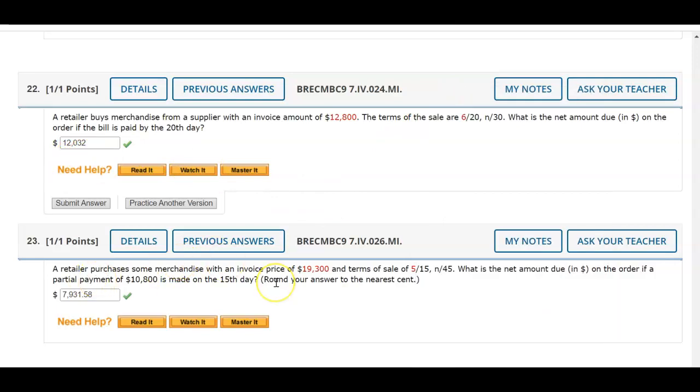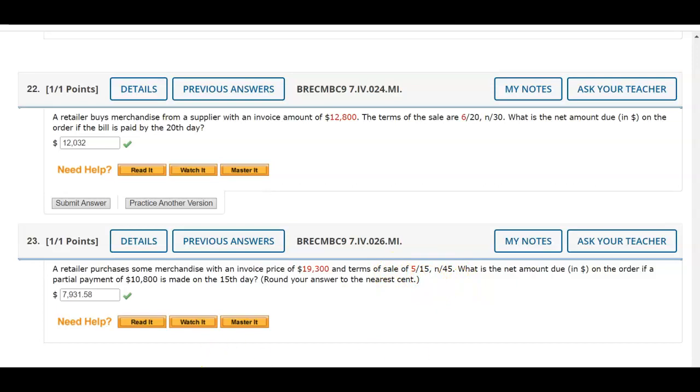Okay, the last one, we have a partial payment. And so what we have to do is figure out how much of that partial payment is towards the invoice price because it has that extra discount in it. So our 5% means that 100 minus 5 would be 95. So 0.95, we're paying 95 cents on every dollar.